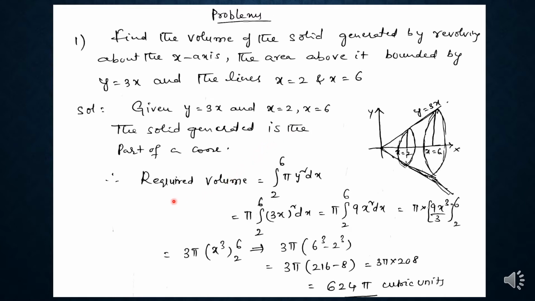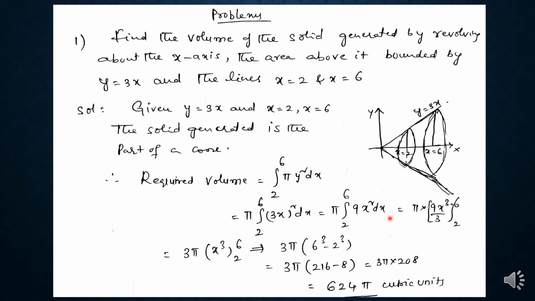Now write the formula to find the required volume, which is the integral from a to b of pi y square dx. So this is about the x-axis. So pi into the integral from 2 to 6 of y square dx. What is y? y is equal to 3x, so (3x) whole square is 9x square.